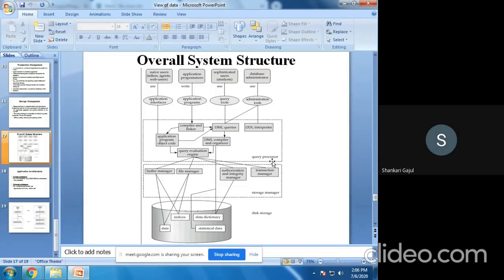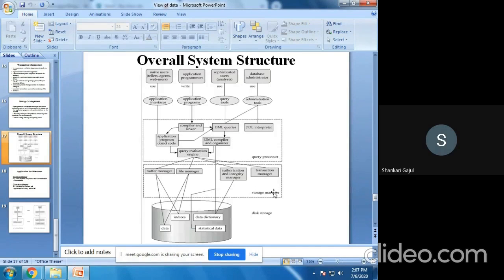Okay, so what about the DML compiler? The DML compiler translates the DML statements into the query language that the particular query engine can understand. So this is all about the interpreter and compiler: before executing the query, the query statement has to be compiled. That job is done by the query evaluation engine, and this part is controlled by the query processor.